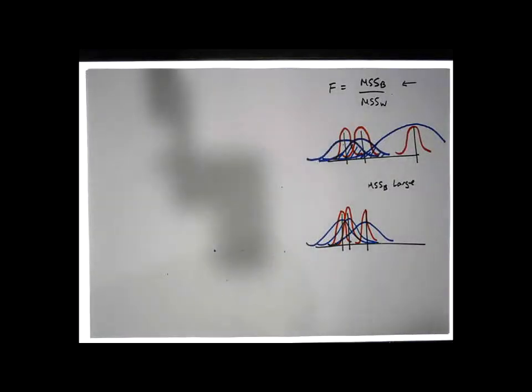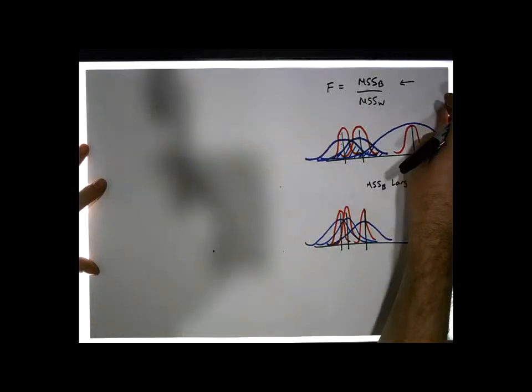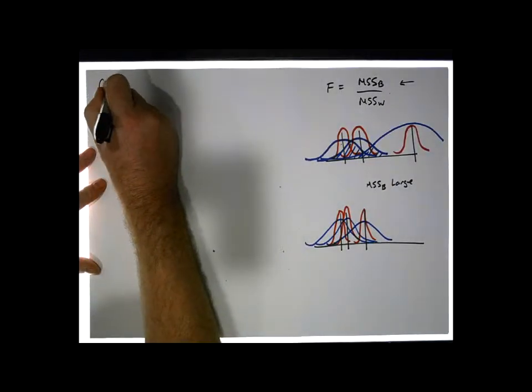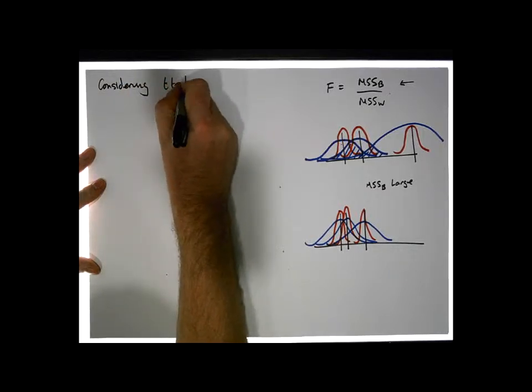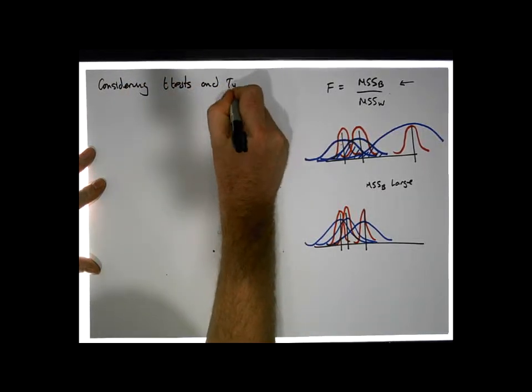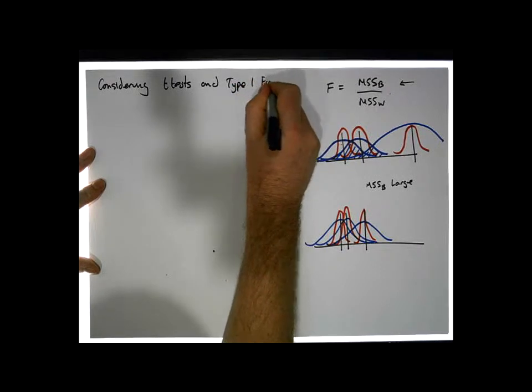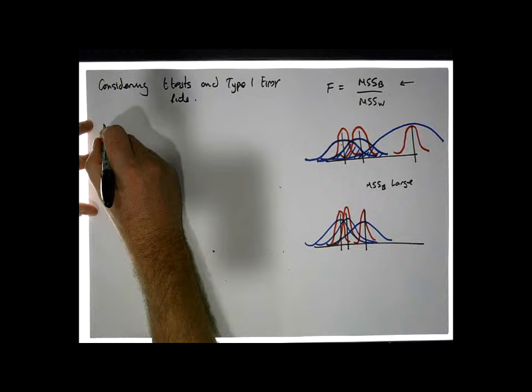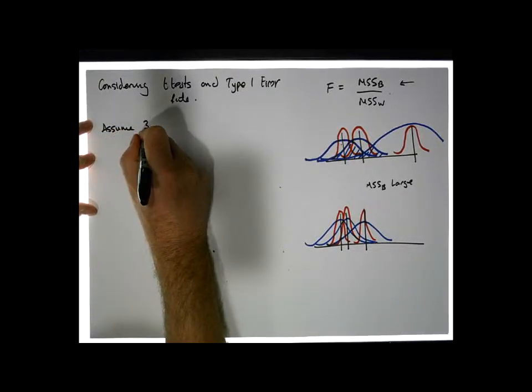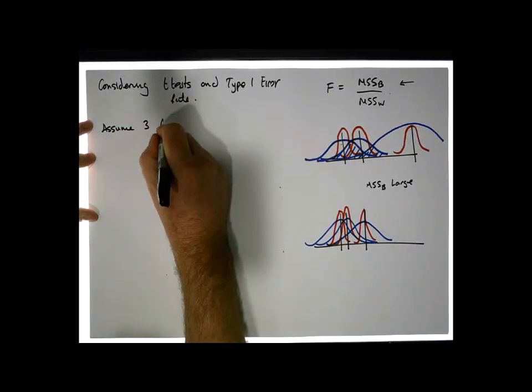So we're considering now t-tests and the type 1 error rate. Let's assume we've got 3 groups.